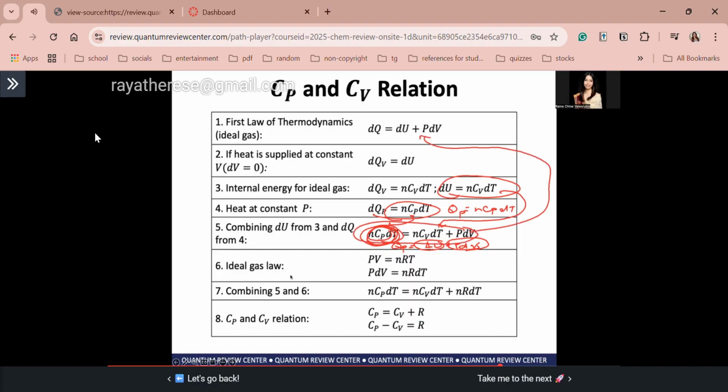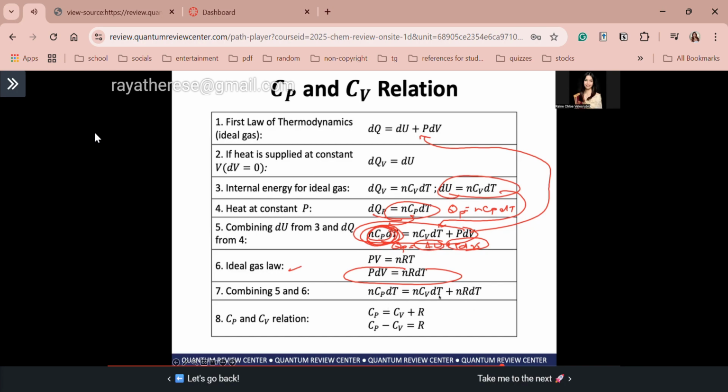Okay. Now, remember from the ideal gas law, PV is equal to nRT. Therefore, PdV is equal to nRdT if we get the derivative. So let's combine 5 and 6. When we combine that, we change PdV into nRdT. So ncpdt is equal to ncvdt plus nRdT.